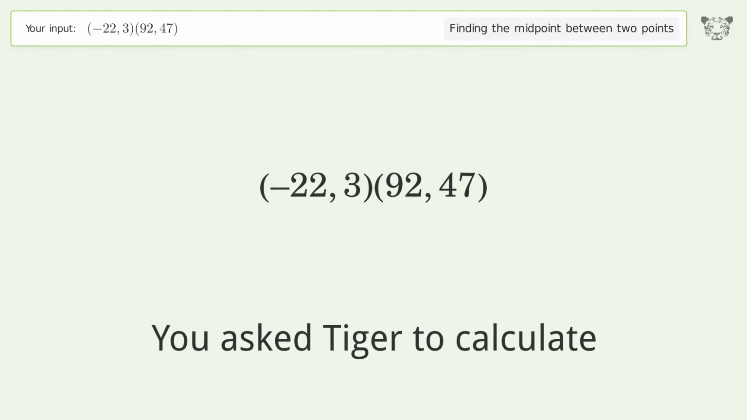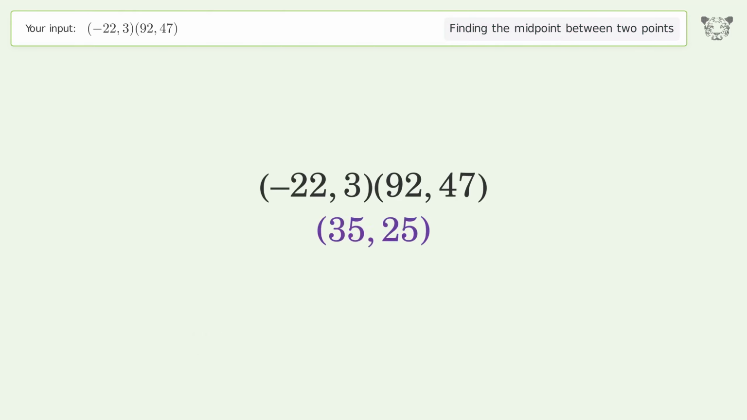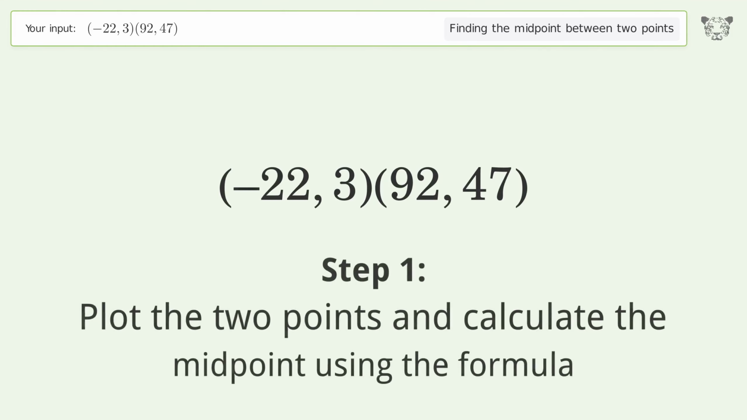You ask Tiger to calculate. This deals with finding the midpoint between 2 points. The midpoint between the 2 points is 35,25. Let's solve it step by step. Plot the 2 points and calculate the midpoint using the formula.